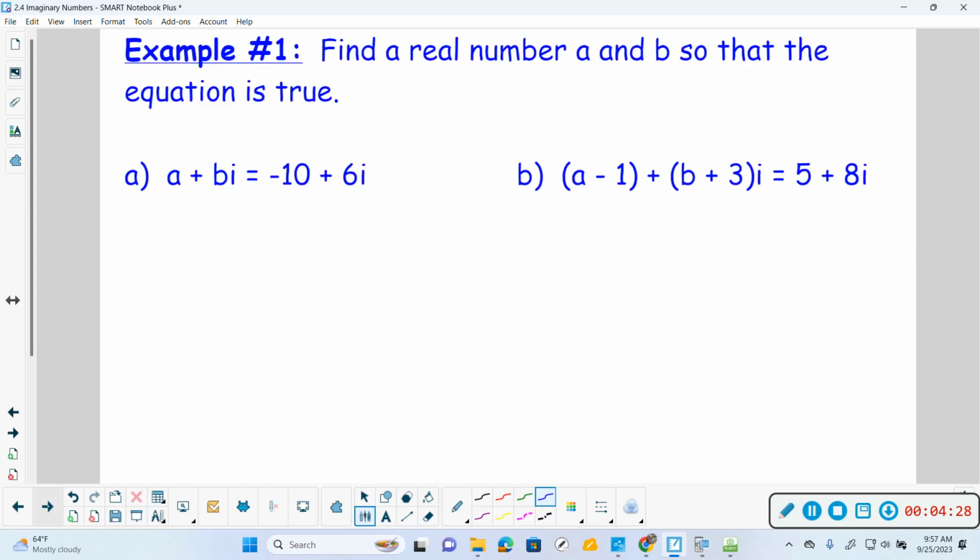Find real numbers a and b so that the equation is true. Piece of cake, real numbers together, really that's the real. This is the real because there's no i on the a, so a equals negative 10. That really was hardly worth me writing anything down. Okay, then I'm going to do the imaginaries.